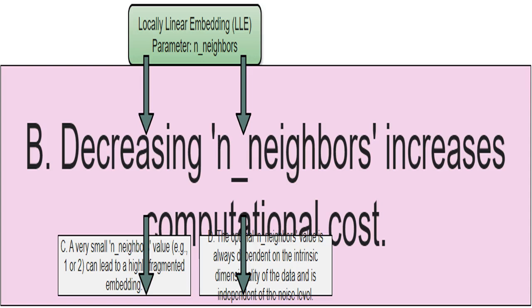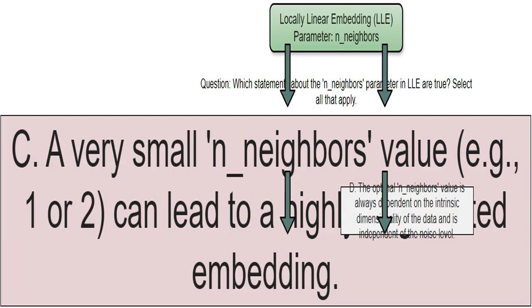Decreasing _neighbors actually reduces the computational cost because fewer distance calculations are needed. LLE needs to calculate distances between a data point and its neighbors. Fewer neighbors mean fewer calculations. This statement is correct. I agree.